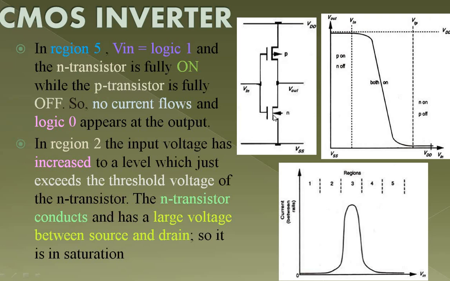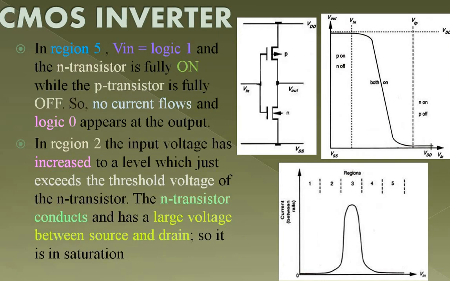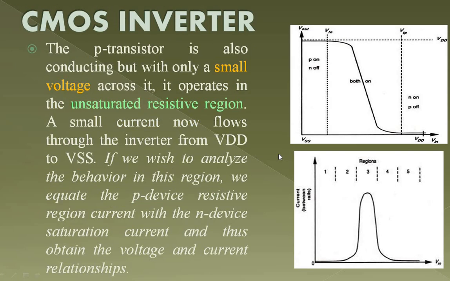In regions 2 and 4, what happens? In region 2, we are giving a voltage which exceeds the threshold voltage of the NMOS transistor. Please make a note of whatever I am saying. Then in region 4, we are giving a voltage which exceeds the threshold voltage of the PMOS transistor. In both regions, both the transistors will be conducting, but with very small voltages, and one of the transistors will be in the unsaturated resistive region. So a small current flows through the VDD to VSS path, correct?